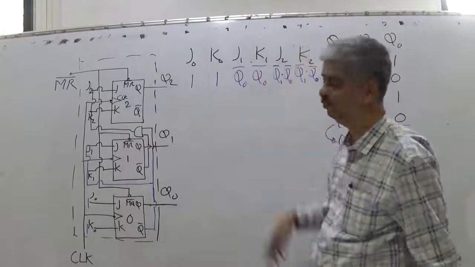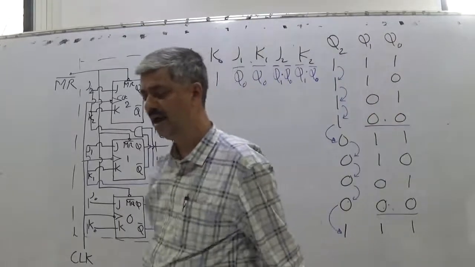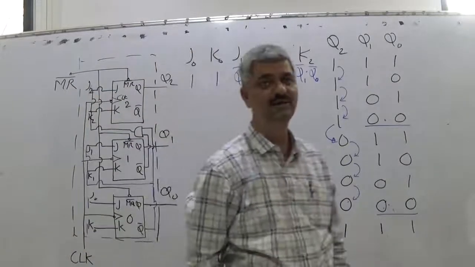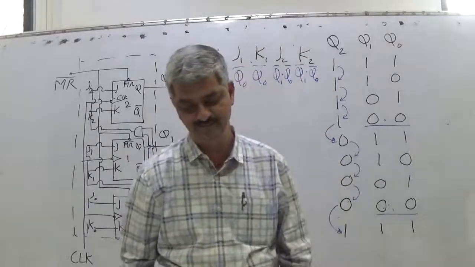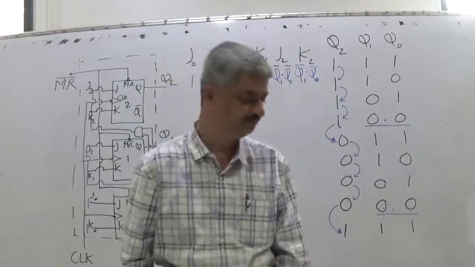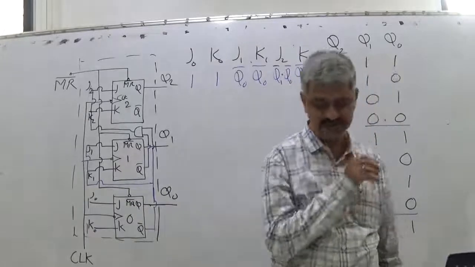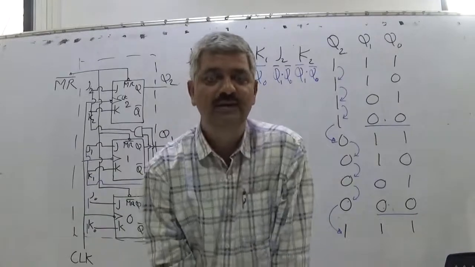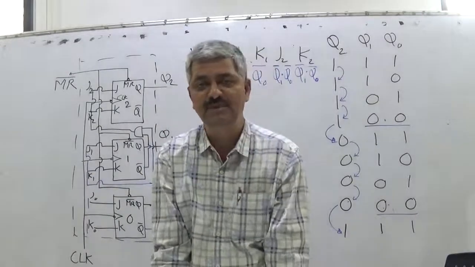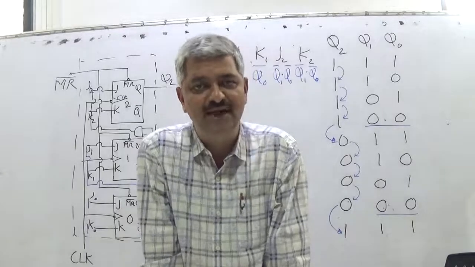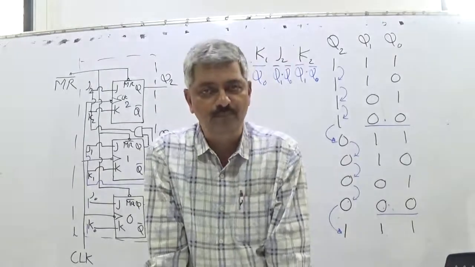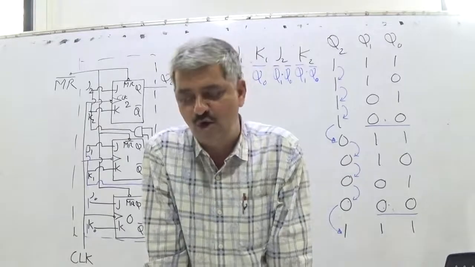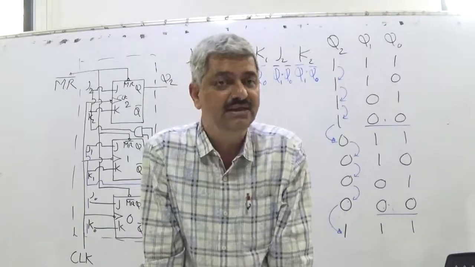Inputs J2 and K2 are Q1 bar and Q0 bar. This would be a down counter. So in general we discussed an up counter and a down counter for n number of bits. These are called binary counters because they count from all zeros to all ones if it is an up counter, and from all ones to all zeros in the given sequence if it is a down counter.